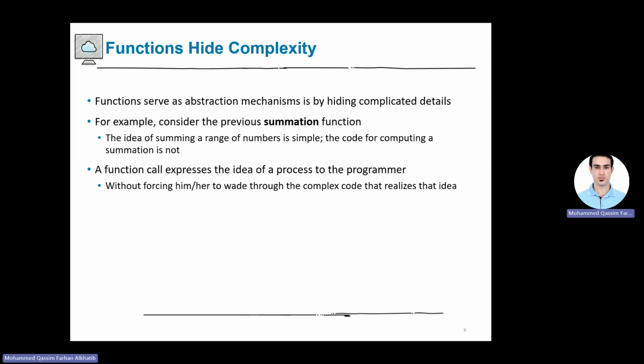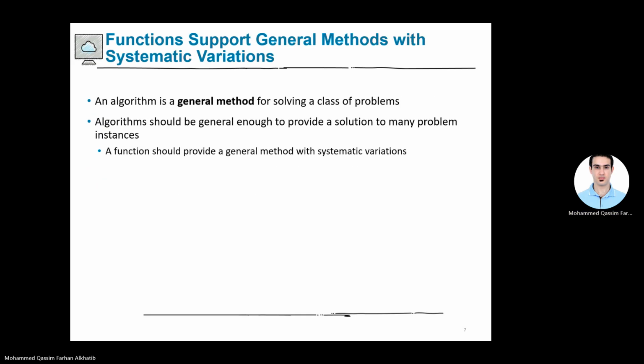A function call expresses the idea of a process to the programmer without forcing him to wade through the complex code that realizes that idea. So you don't have to worry about the complexity of that code. It's hidden. And that's the purpose of functions. Okay. So we've seen algorithms that solve general methods. Algorithms should be general enough to provide solutions to many problems. A function should provide a general method with systematic variations.